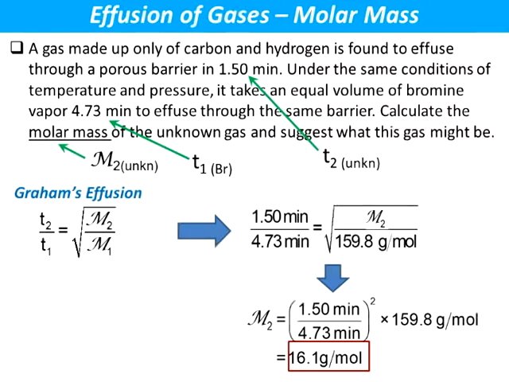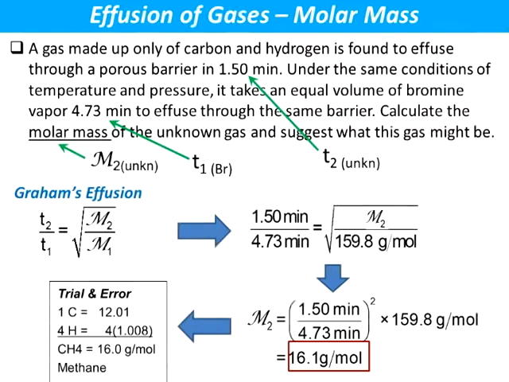Now, to find out what gas this might be, we use trial and error. So, we know that it's composed of carbon and hydrogen. So we use a combination of carbon and hydrogen, and we arrange it so that we obtain a molar mass of 16 gram per mole using 1 carbon and 4 hydrogens. And we know that CH4 is methane.